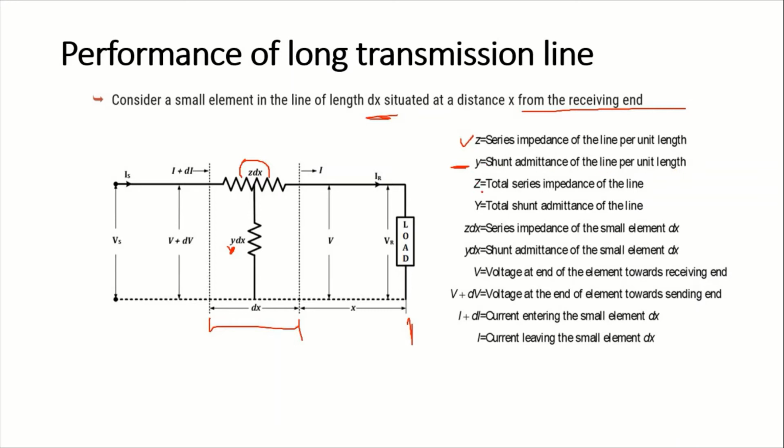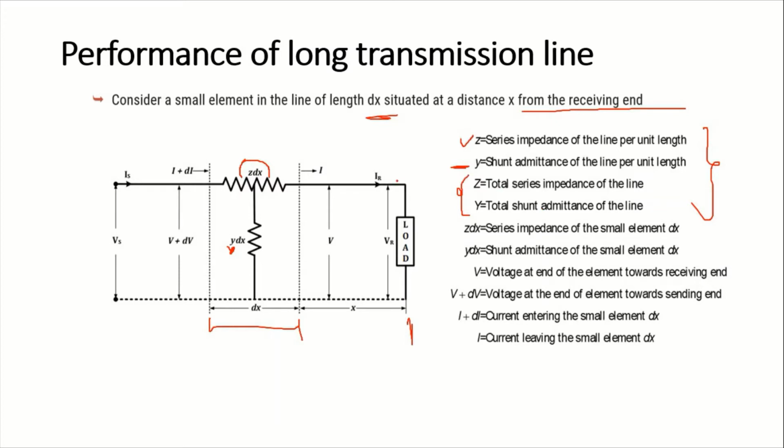Now, capital Z is the total series impedance of the line, and capital Y is the total shunt admittance of the line. Here is the difference between these four notations: small z and small y indicate the series impedance and shunt admittance of the line per unit length, and capital Z and capital Y are the total series impedance and total shunt admittance of the line.